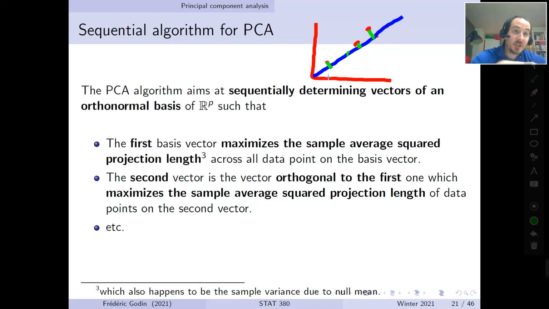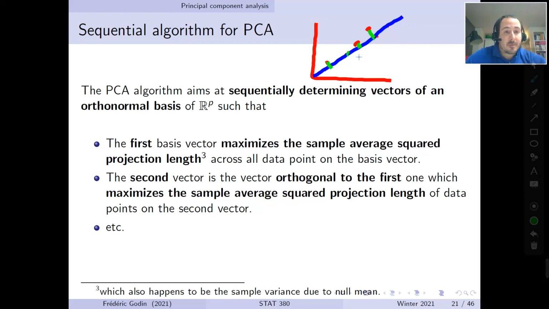So the projections are not vectors, they're scalars, but the length of the projection is basically the distance between the point 0 and these points here. Okay, so we want the squared length of projections to be as large as possible, so that the vector here, the axis, summarizes as much information as possible.